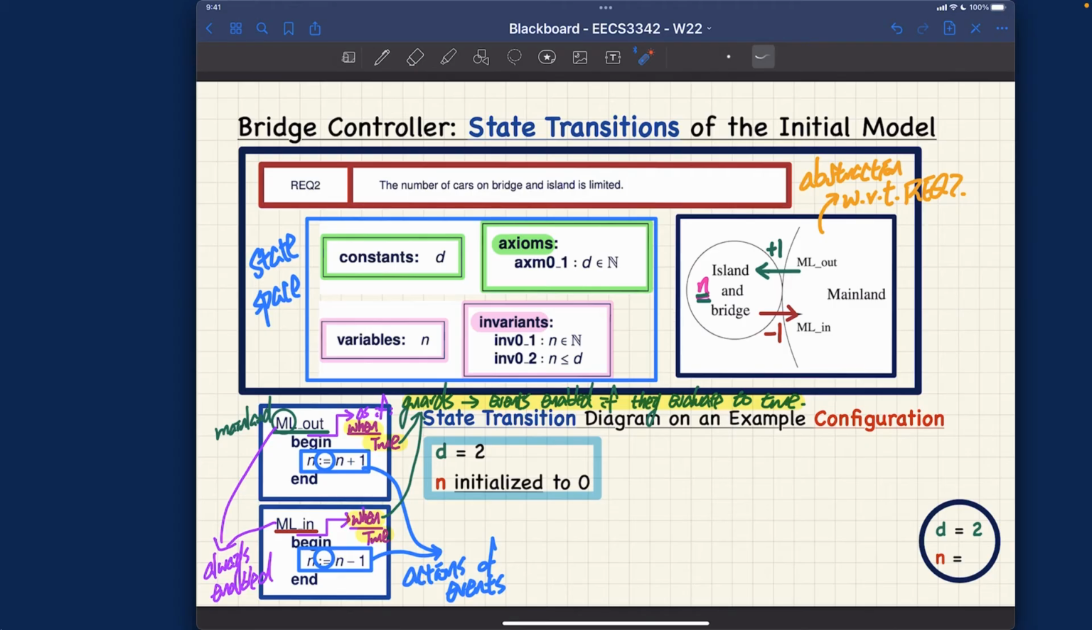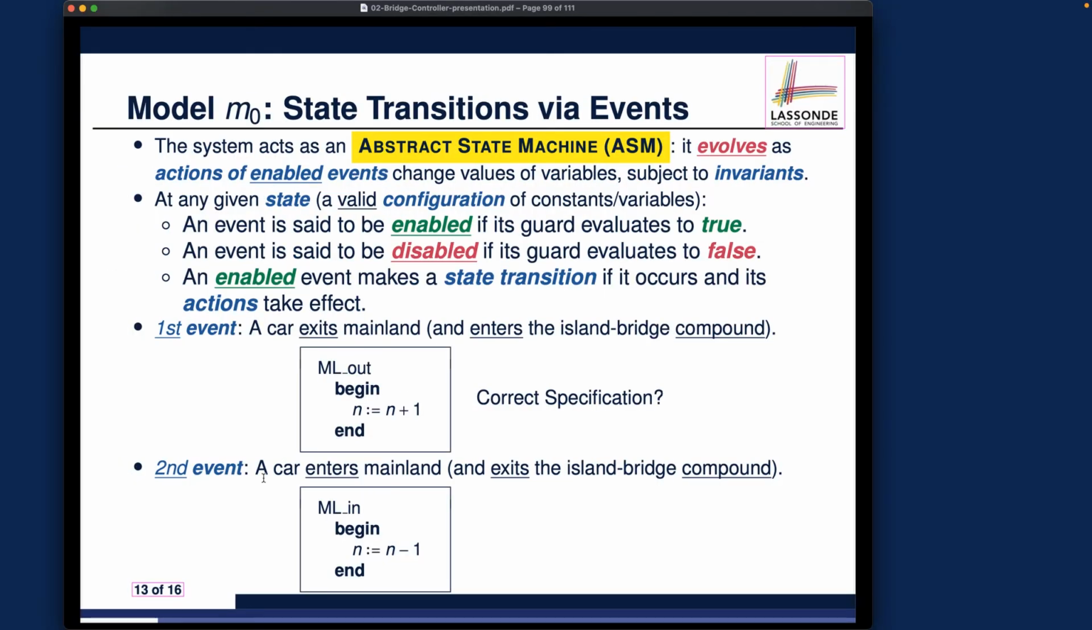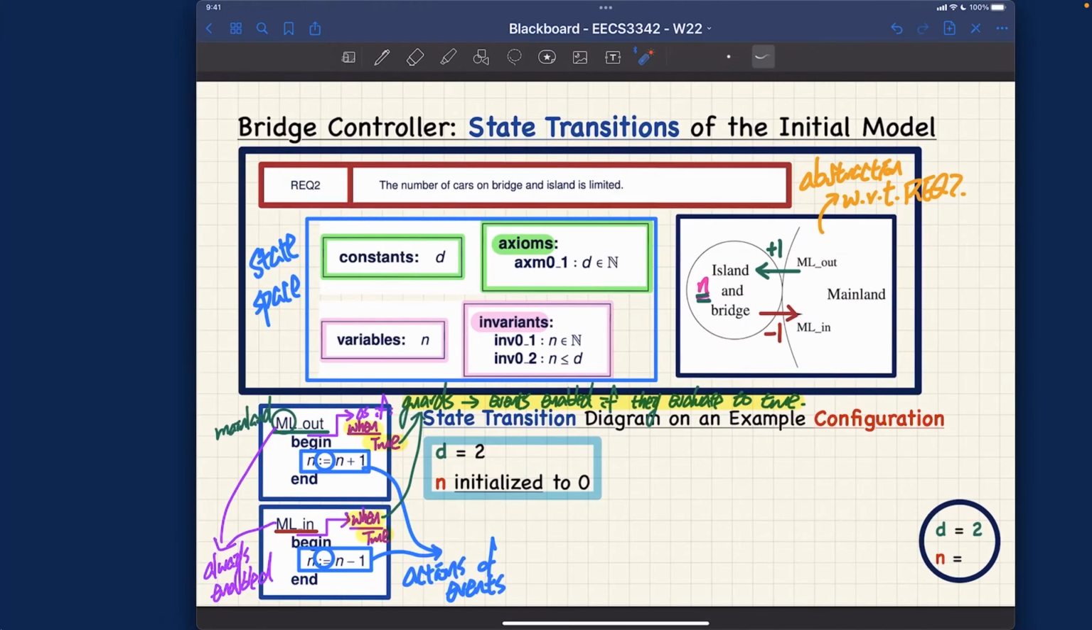What we want to do is really to answer these questions over here. If you go back to the slides, we asked whether or not this is the correct specification for ML out, and whether or not this will be the correct specification for ML in. We want to know. Of course, both of them should only be concerned about changing the value for variable n. That's the only variable we have in concern. What about changing d? Well, be careful. d is a constant. Of course, we cannot change it. It's a very basic question to just make sure you didn't get confused.